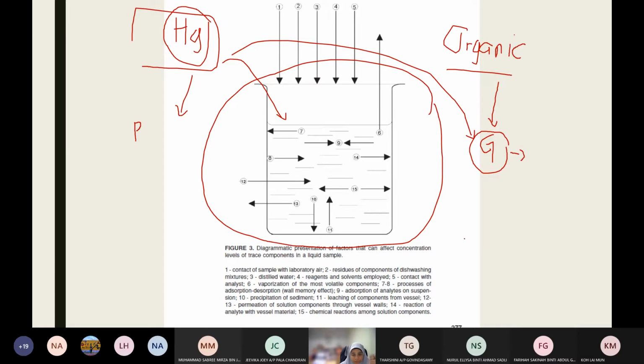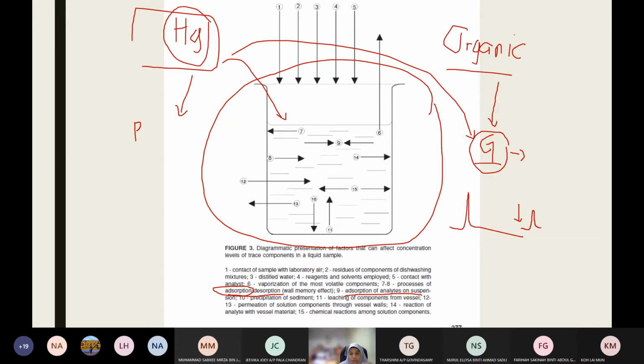Okay. So when adsorption happens between the mercury or metals and your glass, the process of adsorption will happen. Sorry, only adsorption will happen, which will affect your results. Let's say you can detect mercury like this, but once you keep it in your sample bottle, maybe the concentration of the mercury will decrease because of that.